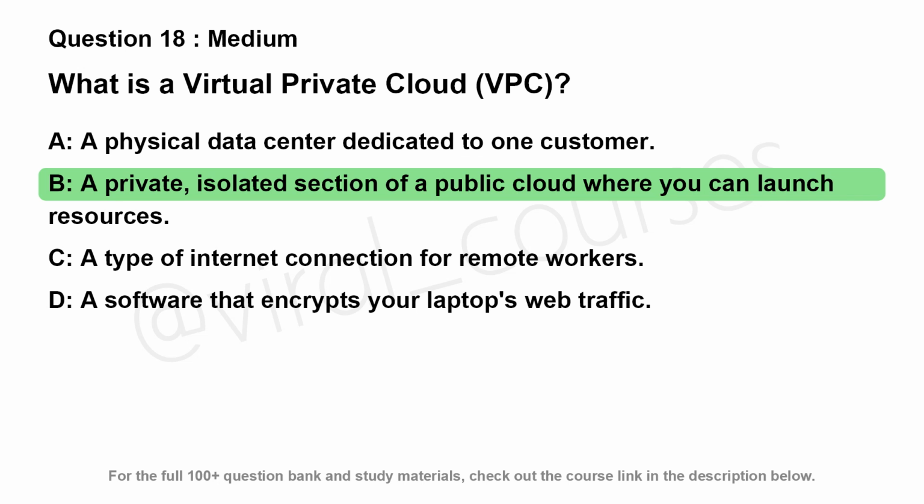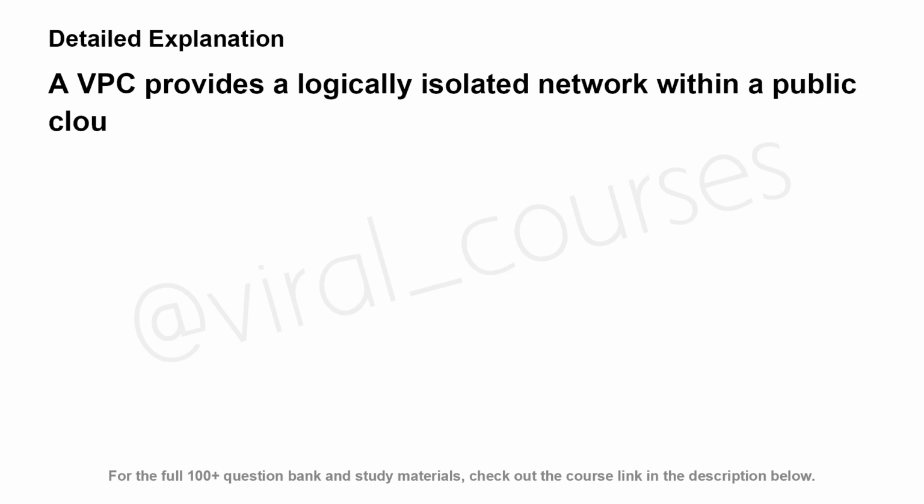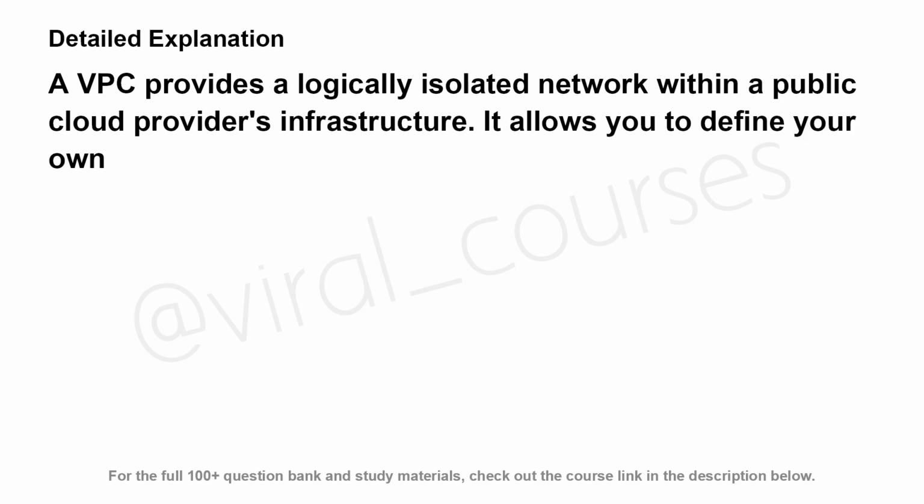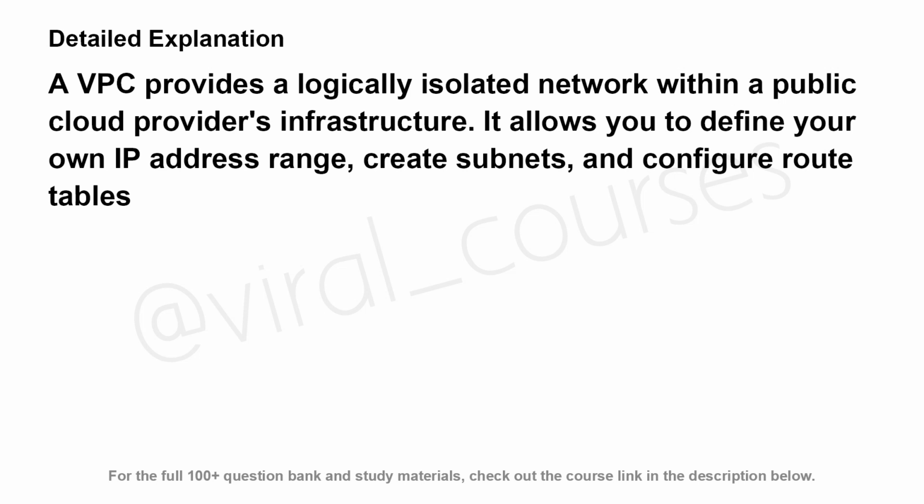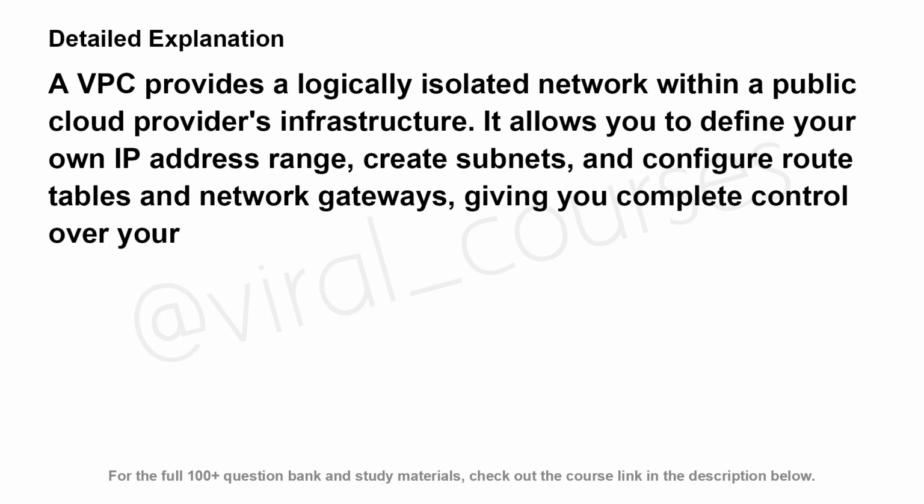The correct answer is B. A VPC provides a logically isolated network within a public cloud provider's infrastructure. It allows you to define your own IP address range, create subnets, and configure route tables and network gateways, giving you complete control over your virtual networking environment.